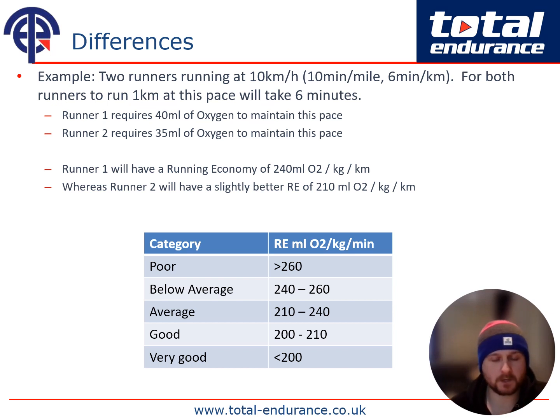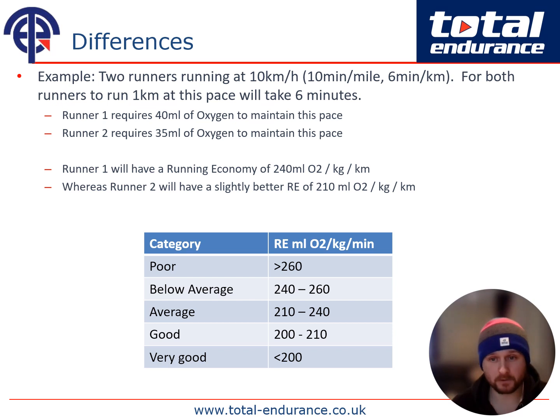We put this in just to show the categories that we use to categorize it. Generally, anything over 260 milliliters we would say is quite poor and needs work. Anything between 240 and 260 is generally below average, so runner 1 is somewhere in that average to below average range. Average is 210 to 240, good is anything from about 200 to 210, and anything under 200 is generally considered very good, and certainly a strength if someone's running economy is that good.